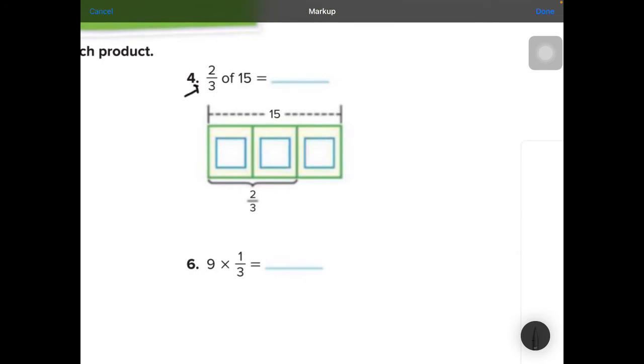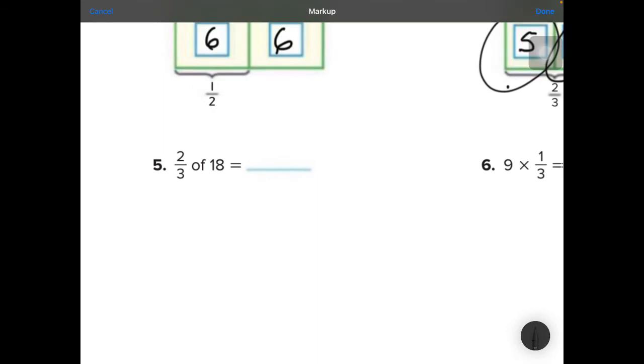Number 4, 2/3 of 15. The denominator is 3, so we have 3 sections here. See, 15 split up into 3 different sections would go about 5 times in each section. 2/3 of it, so I'm only counting this third, and this third. So 2/3 of that would be 10.